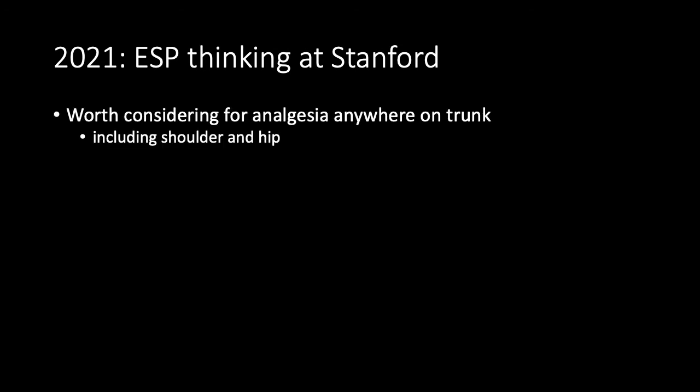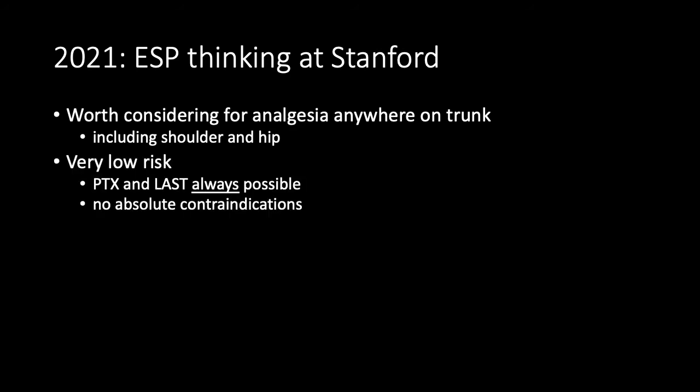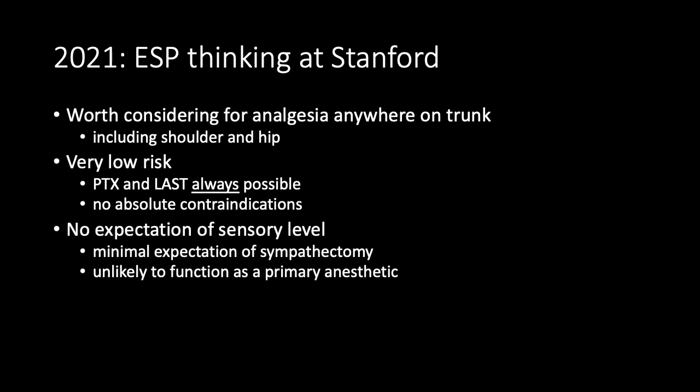So as of 2021 at Stanford, we think that ESPs are worth considering for anesthesia anywhere on the trunk, including the shoulder and the hip. We think that they're very low risk. However, it's important to remember that pneumothorax and local anesthetic toxicity are always possibilities, particularly when you're injecting large volumes of local anesthetics into muscles. But we also don't think there's any absolute contraindications. So we're not particularly concerned about anticoagulation, for instance.